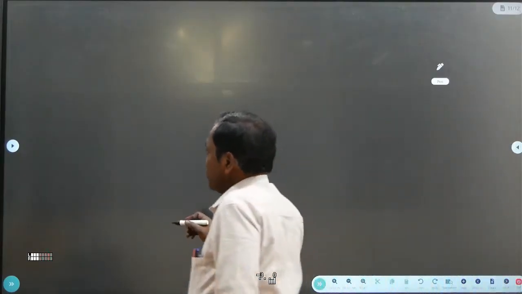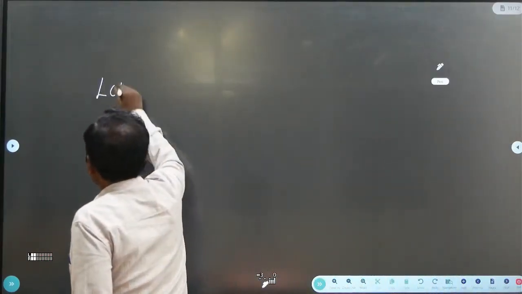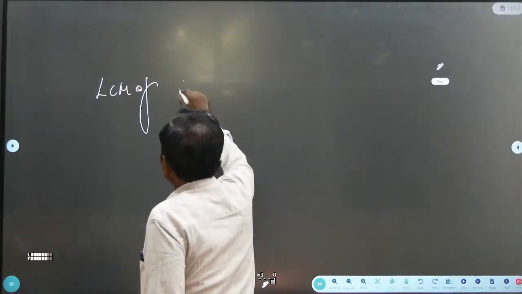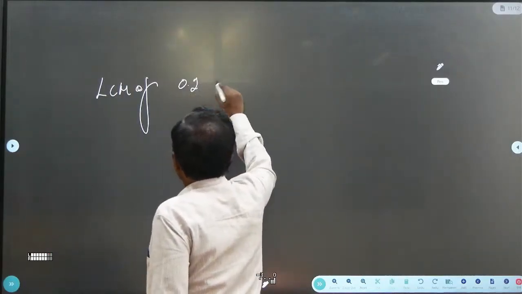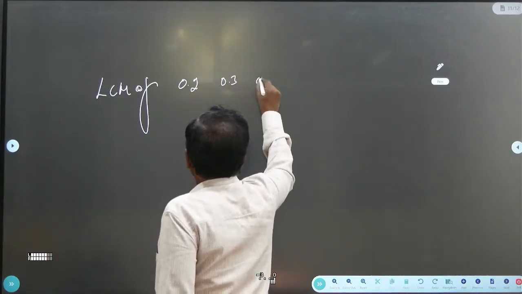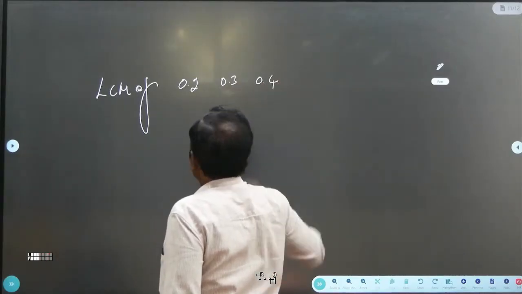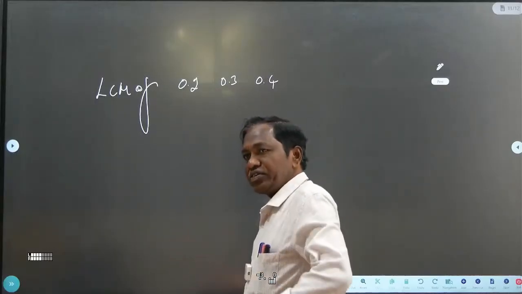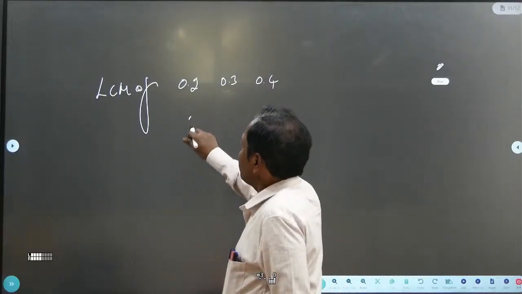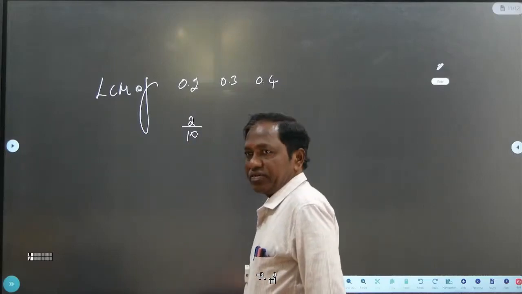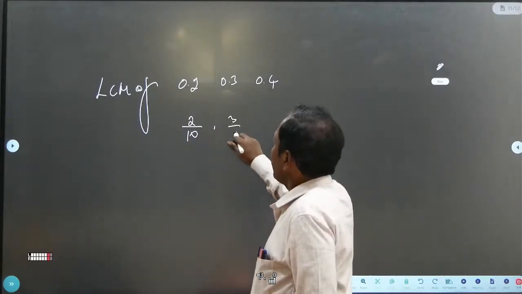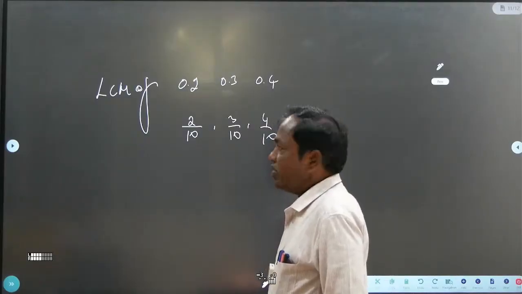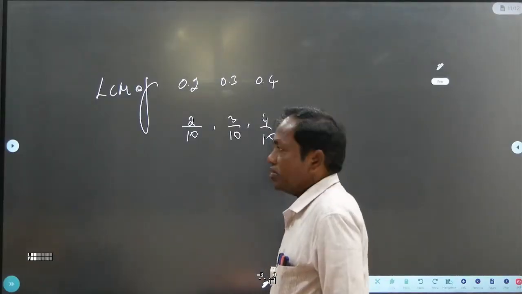Now, the LCM of 0.2, 0.3 and 0.4. You can convert them into fractions and do it. What happens now? We write 2 by 10, 3 by 10, 4 by 10. Okay, it's like that. You can cross-check both.